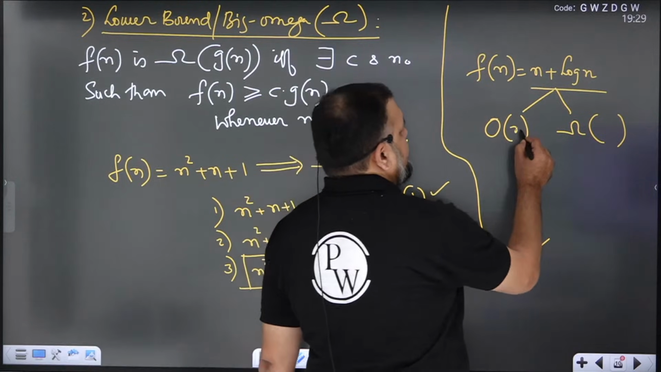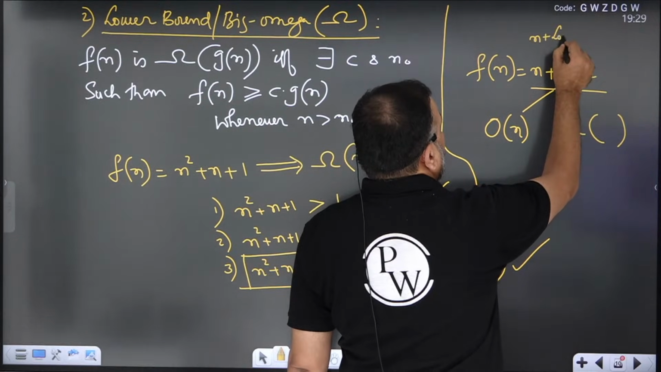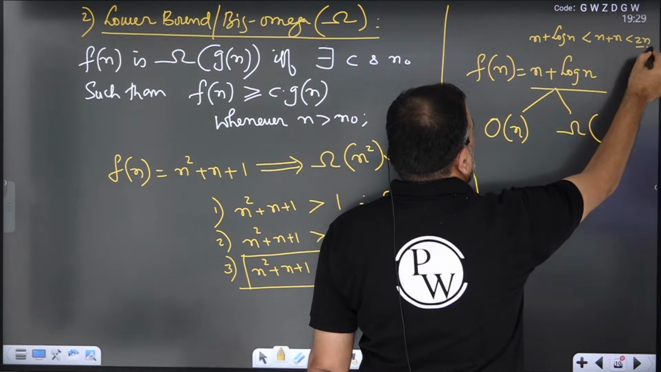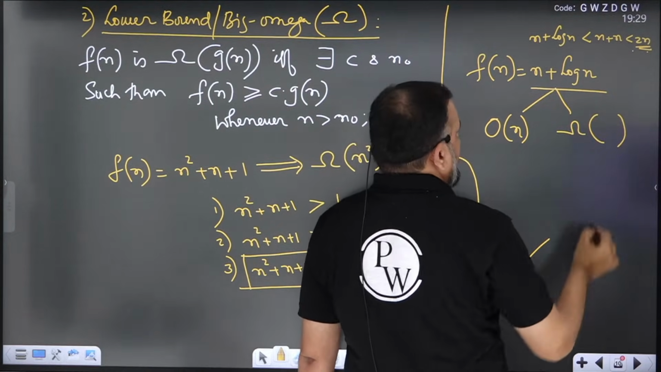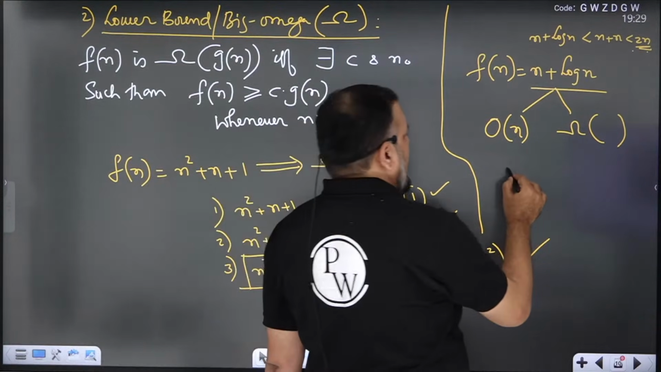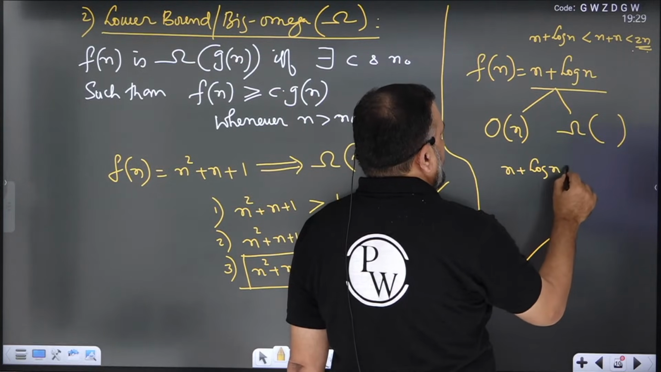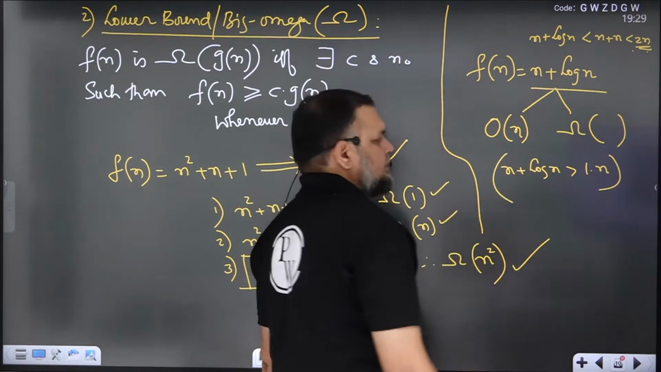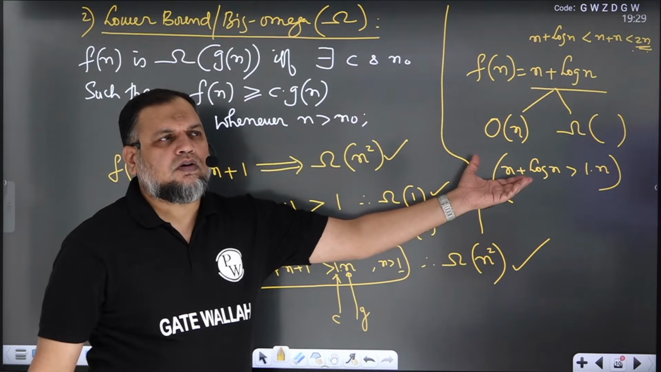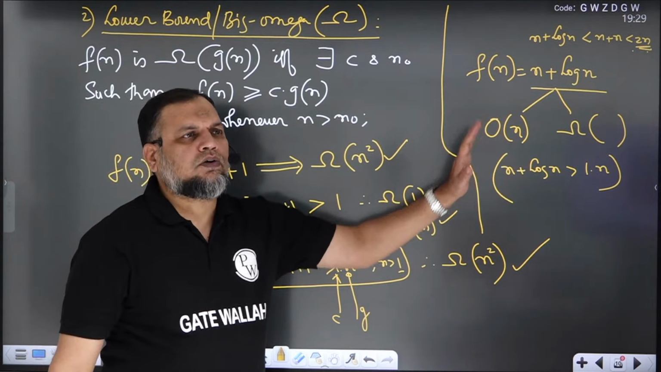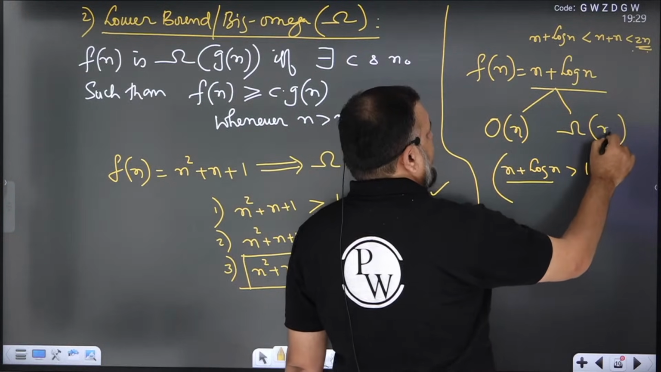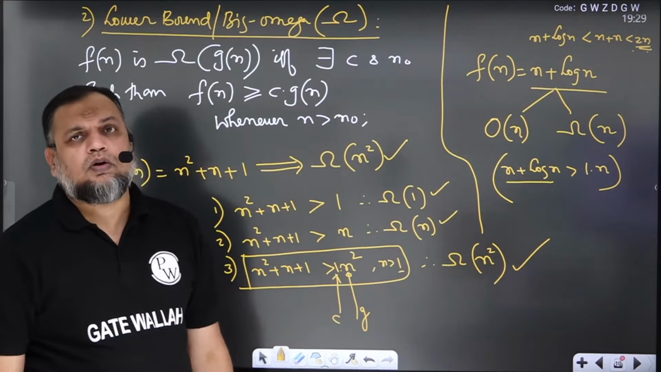Order of n. Why? Because n plus log n is definitely less than n plus n, which is 2n. So it is matching: this is my c, this is my g. What about omega? Omega is also n, because n plus log n is greater than 1 into n. Again, for simplicity I am not concentrating on the values of n naught and c, just on the functions. So n plus log n is greater than 1 into n, therefore it is omega of n.